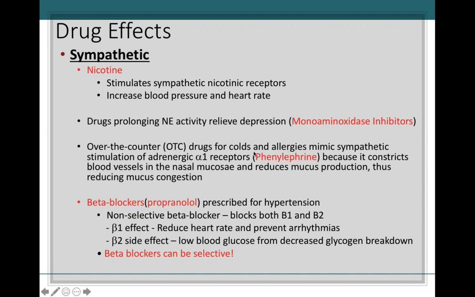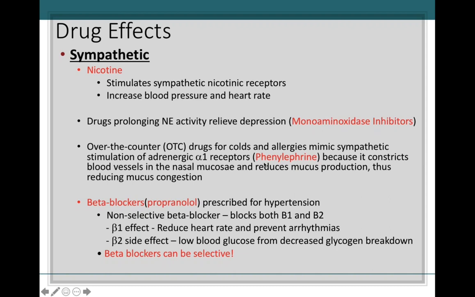Phenylephrine's mechanism of action is that it's an alpha-1 agonist. Alpha-1 is an adrenergic receptor that's excitatory. So phenylephrine is going to stimulate alpha-1 receptors, which is going to stimulate the organ that has those receptors. So phenylephrine is actually going to mimic the sympathetic nervous system.